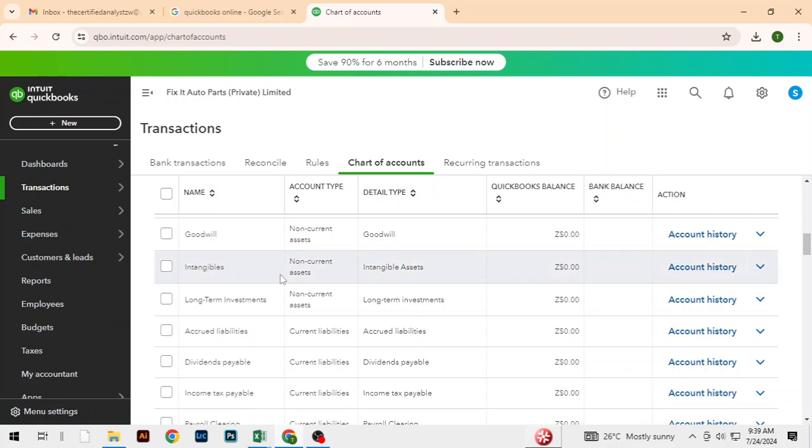Then we've got some intangible assets like trademarks, trade names, copyright, things like that. You can account for them using the intangible asset.